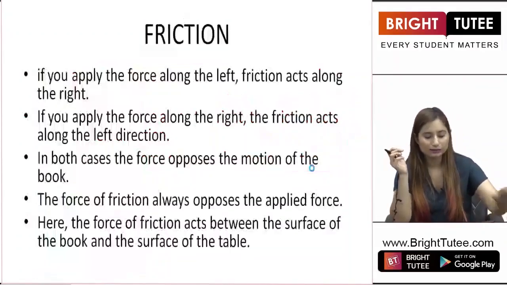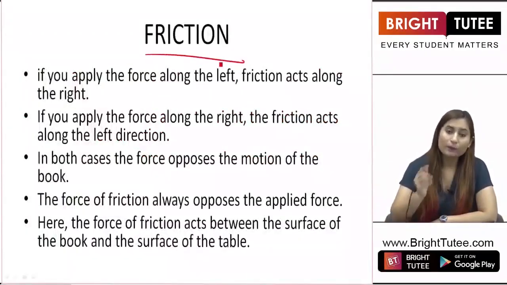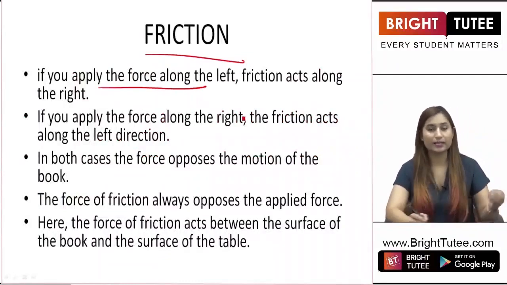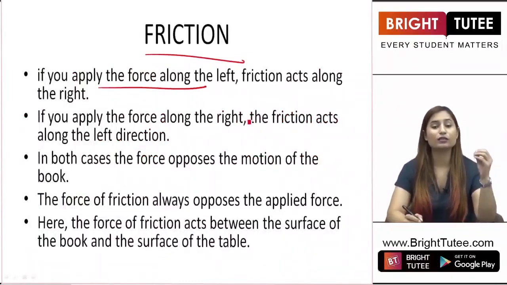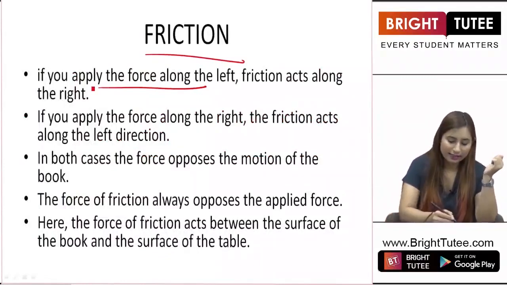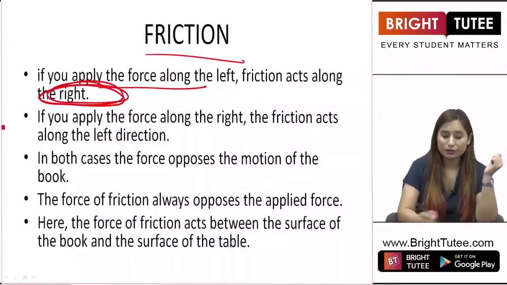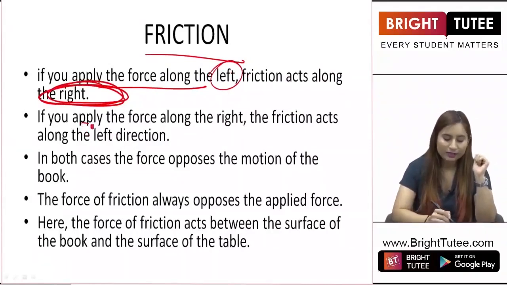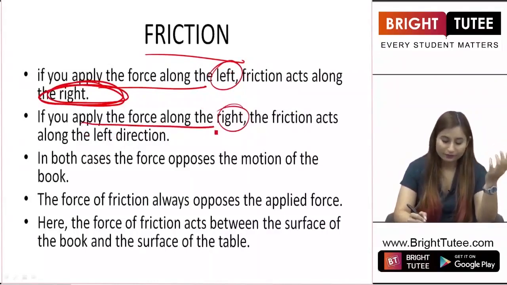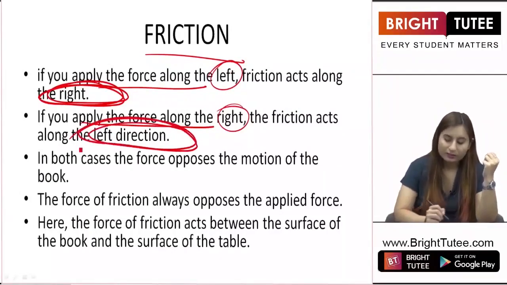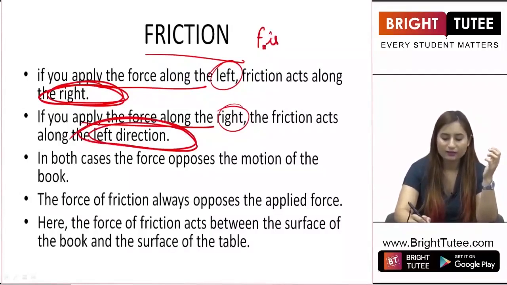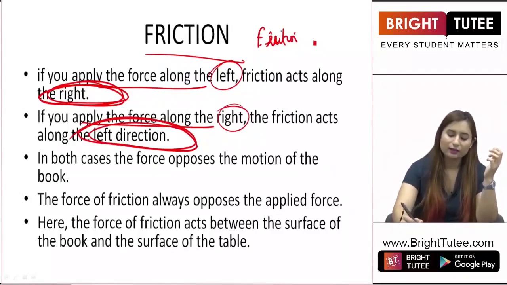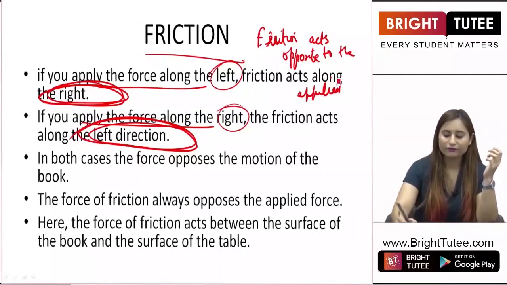Let us do that. Now, friction. If you apply force, we are basically explaining the activity. If you apply the force along the left, friction acts along the right. You notice that the force was in the left direction while the friction is in the right direction, right? If you apply the force along the right, the friction acts in the left direction. This again tells us that friction acts opposite to the applied force.